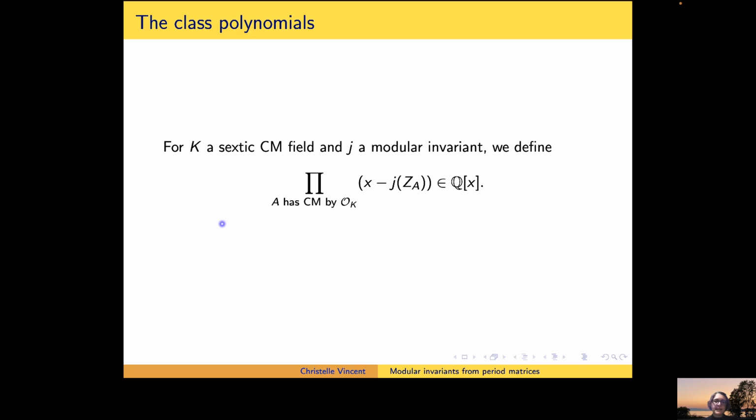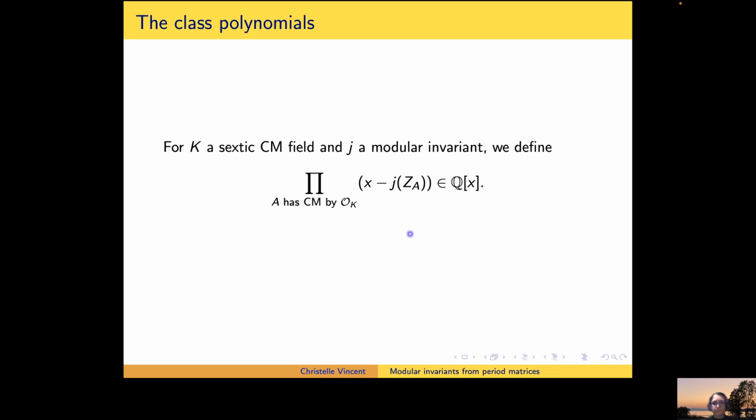Okay, so just to be more precise, in this talk, I'll be focusing on the g equals 3 case, which means that my CM field will be a degree 2g CM field, so twice the dimension of the variety. So fix K, a sextic CM field, and j some modular invariants, some modular form that I can evaluate on some period matrix that belongs to an abelian variety. Then once again, by CM theory, if I loop over all the abelian varieties that have CM by the same, in this case, I once again chose the ring of integers in K, then I will get a polynomial with coefficients in Q, but I can't ensure that they're in Z, because these invariants might not be algebraic integers.